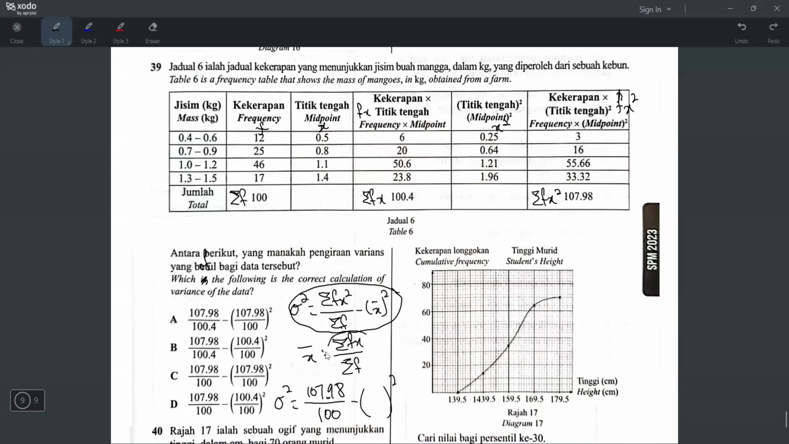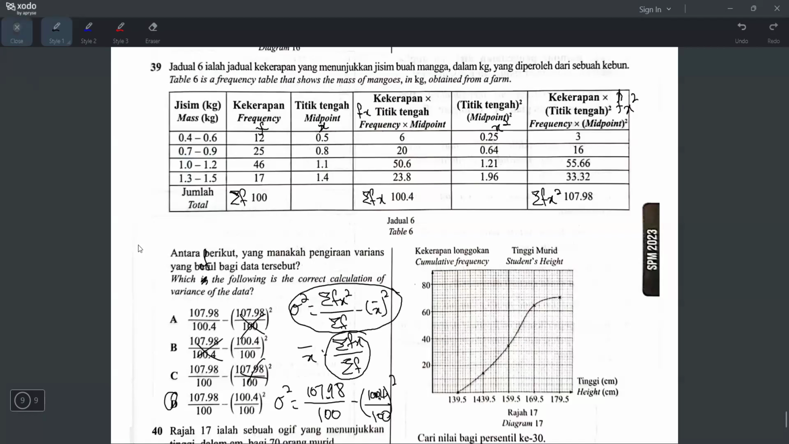Okay, the mean formula I have already written here. The sum of fx divide sum of f. So sum of fx is 100.4. So easy. Basically you just put it in. And then sum of f is 100, like this. Now we look at ABCD and see which one is the answer. So this one is 100.4. So this one is confirmed wrong. And then 107.98 divide 100. So this one is wrong. So D is the answer.